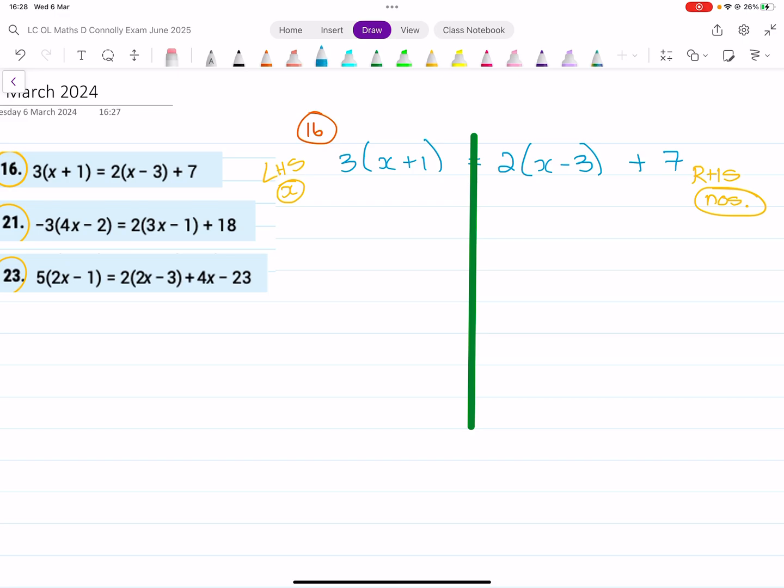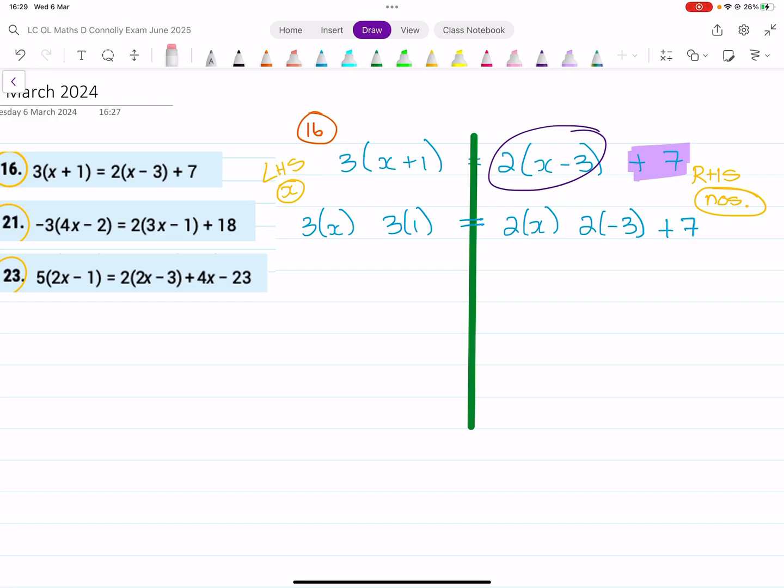Right, so we do the multiplication. So we have to multiply the 3 by the x, and we have to multiply the 3 by the 1. We have to multiply the 2 by the x and the 2 by the minus 3. This 7 has got nothing to do with this bracket. So we literally just leave it alone, just plus 7. It doesn't get multiplied by 2 because it's not in the bracket.